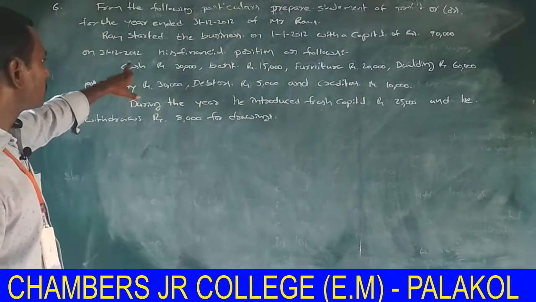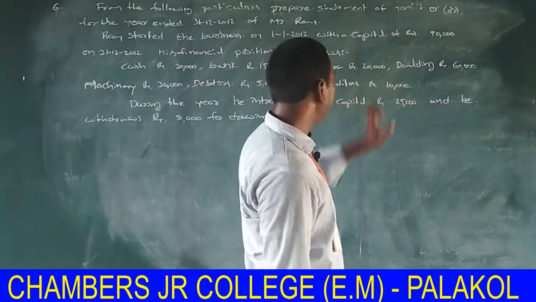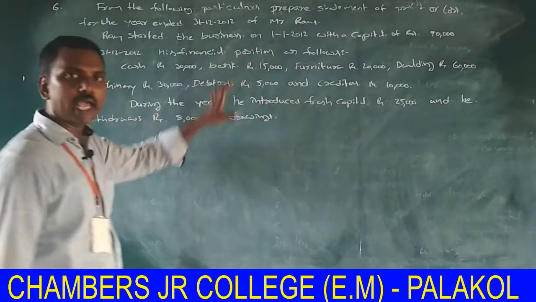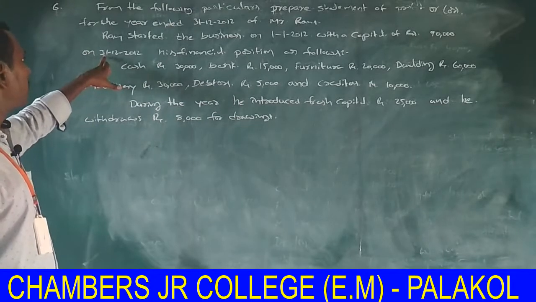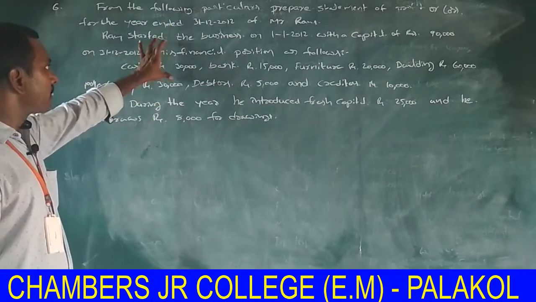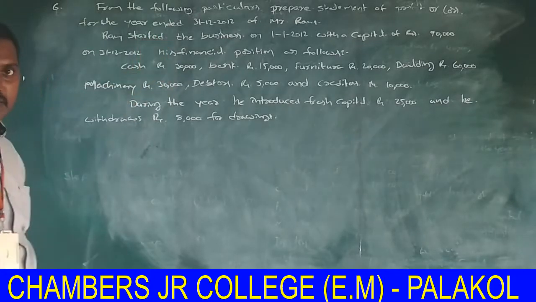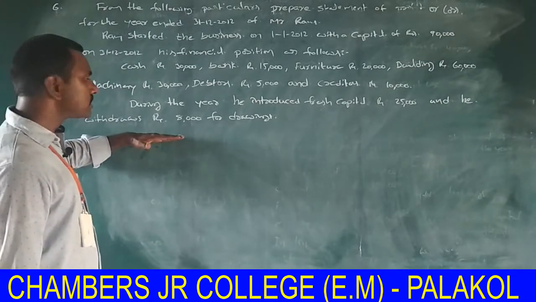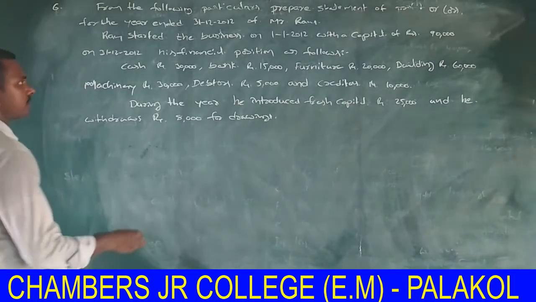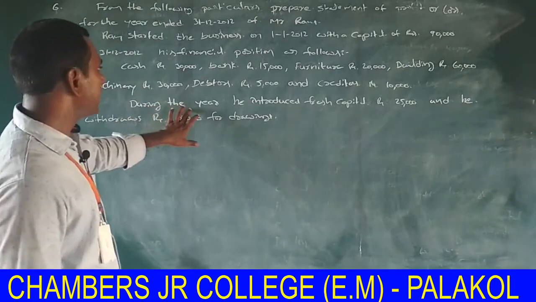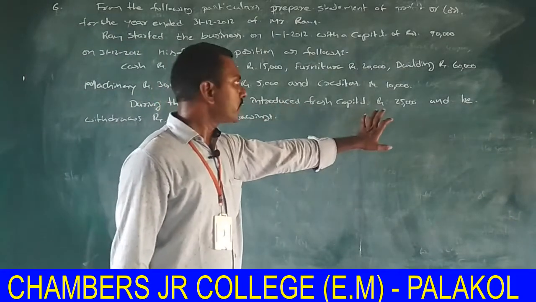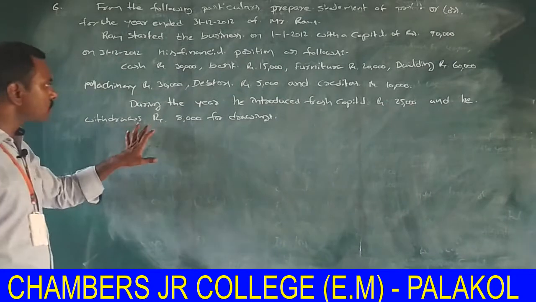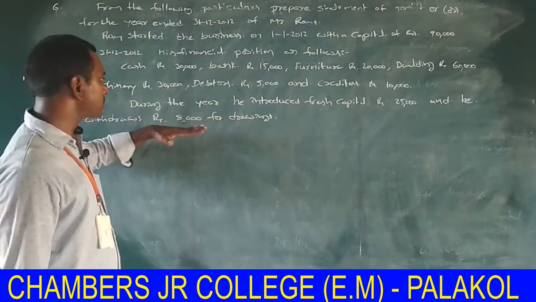Cash, bank, furniture, building, machinery, debtors, and creditors. These all are the assets and liabilities at the end of the year, on 31st/12/2012. With the help of these, you are required to prepare the statement of affairs at the end of the year, that is the closing balance sheet. And during the year, he introduced fresh capital, rupees 25,000. This is additional capital. And he withdrew rupees 8,000 for drawings. Here the drawings are rupees 8,000.